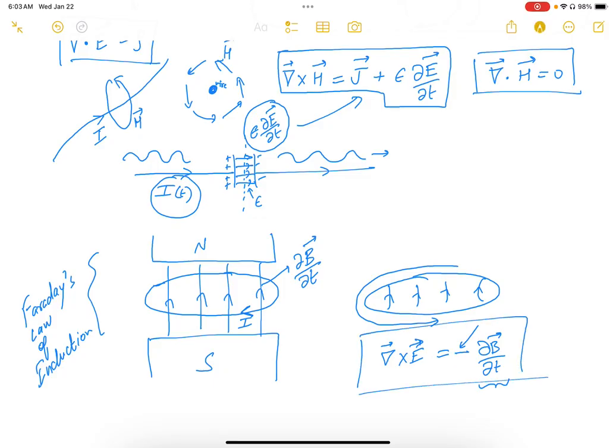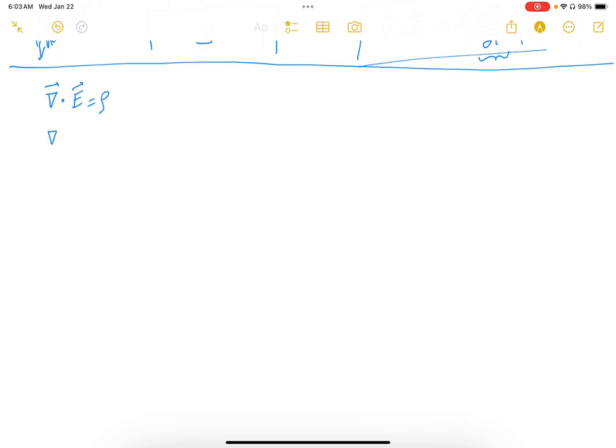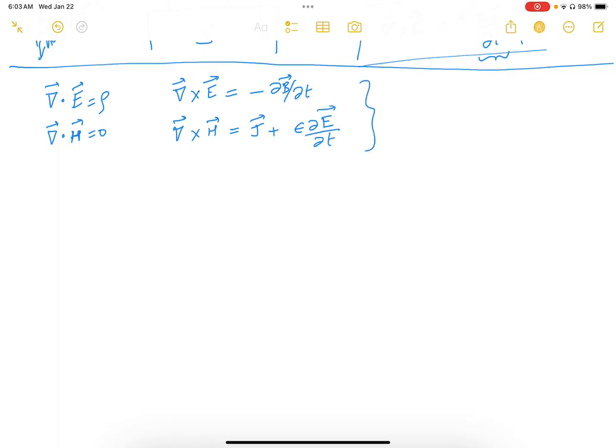So now we have the four Maxwell's equations. Even if you don't understand them deeply, at least from a qualitative perspective, you understand what they actually mean. The divergence of the electric field is the charge density, the divergence of the magnetic field intensity is zero, the curl of the electric field is the time rate of change of magnetic field, and the curl of the H field is the conduction current plus the displacement current. So these are the four Maxwell's equations.